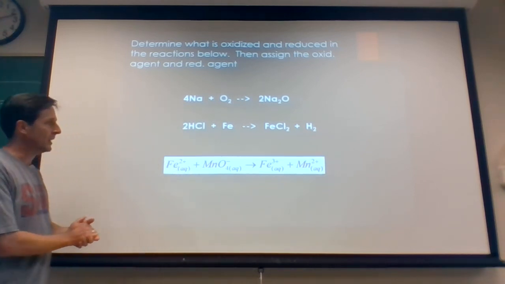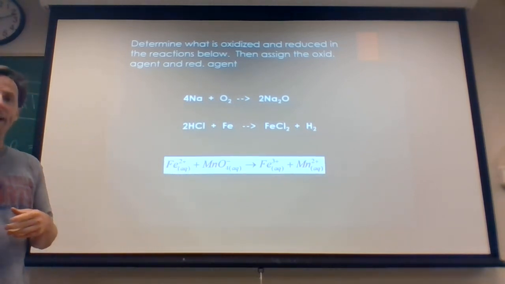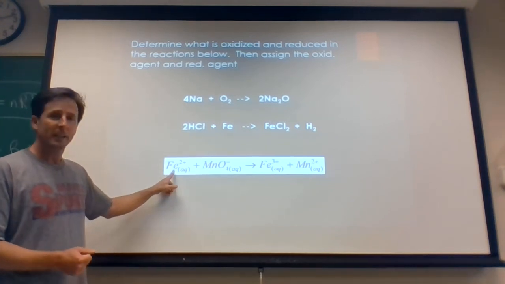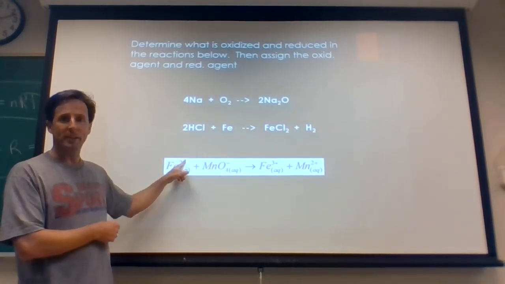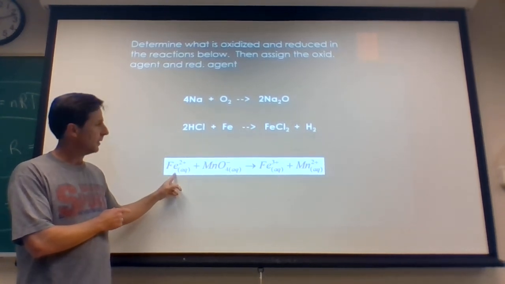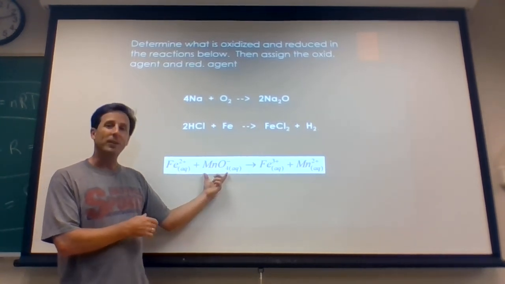So when I look at these, I have to be able to assign my charges. Again, review 1211 if you have trouble with this. The iron initially, it's an element and it has a +2 charge beside it, so the oxidation number of iron is obviously +2. When I look at permanganate, this one's a little bit harder.